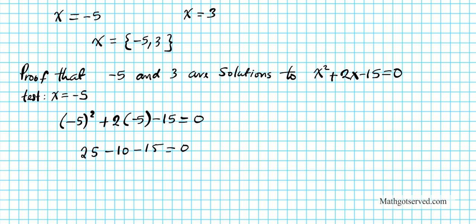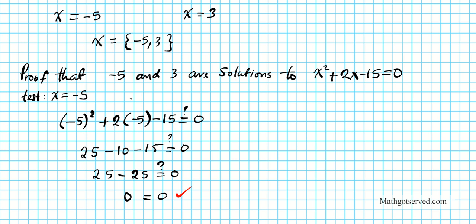Is this equal to 0? Well, let's see. If I simplify further, I have 25 minus 25. Is 25 minus 25 equal to 0? 25 minus 25 is 0. Is 0 equal to 0? Absolutely. So the first answer checks.